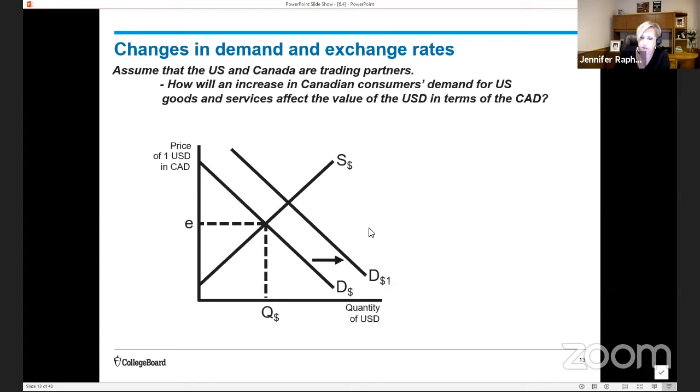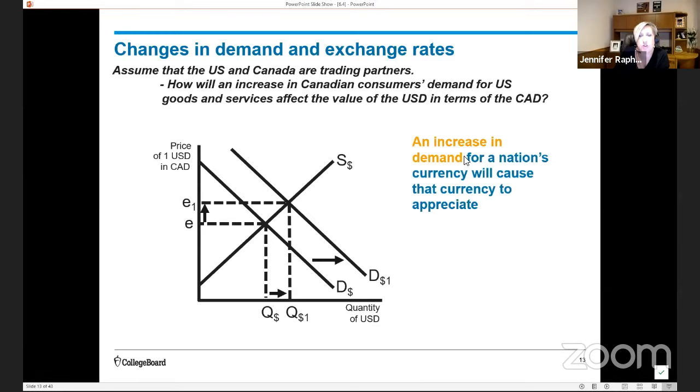If Canadian consumers want to buy more US goods and services, they have to purchase more dollars first. So we're going to have an increase in the demand for the US dollar, which drives up the equilibrium exchange rate. Just like an increase in demand for apples drives up the price of apples, and an increase in demand for cars drives up the price of cars. An increase in the demand for a country's currency is going to cause that country's currency to appreciate in value. If you can recognize that, then you can use the model to show an increase in the price of it. That's a way of checking yourself. So in this case, the US dollar will appreciate relative to the Canadian dollar.